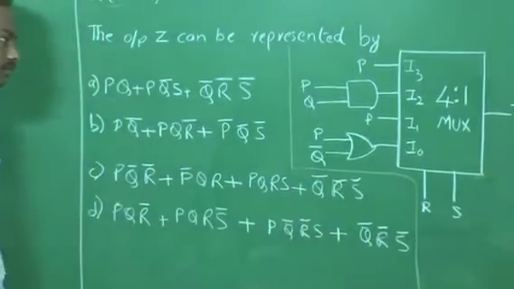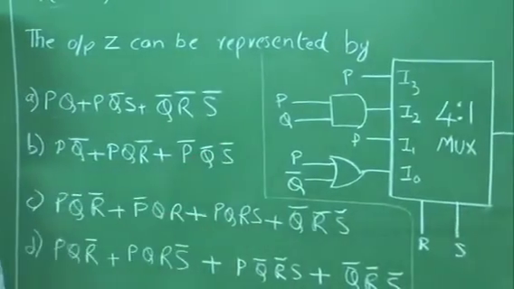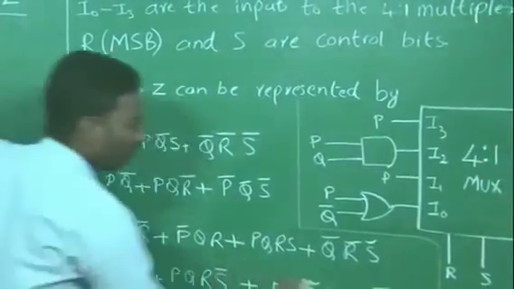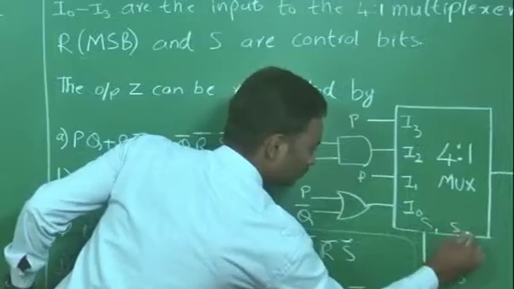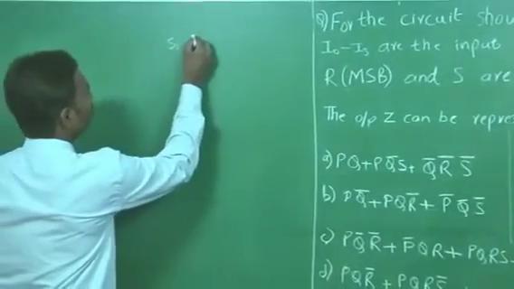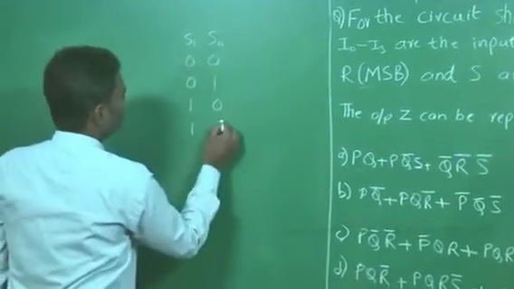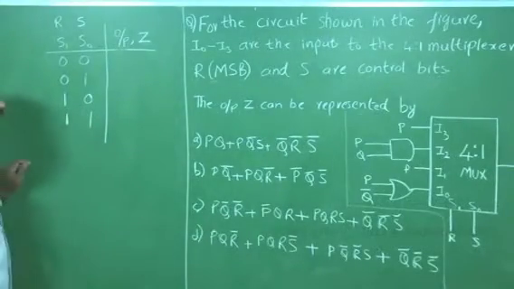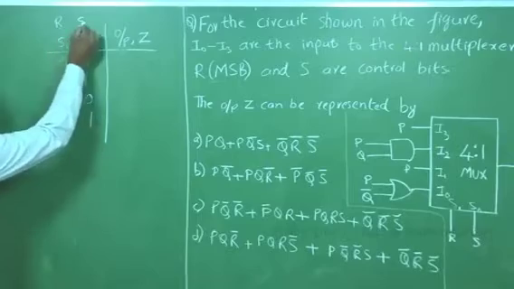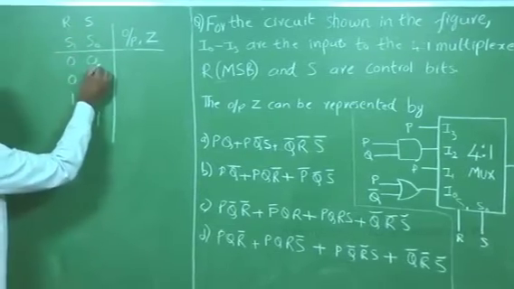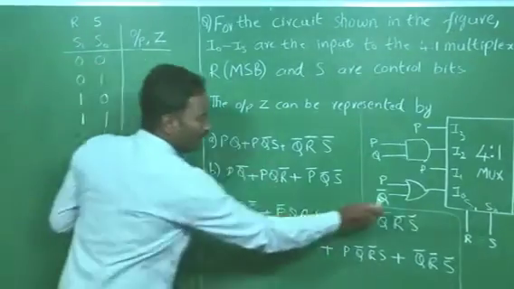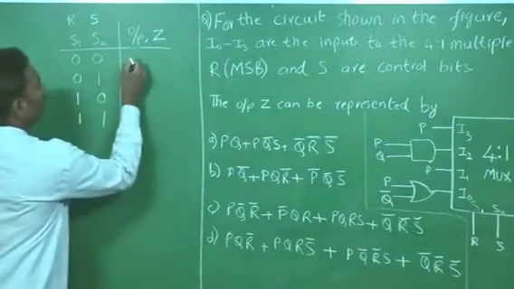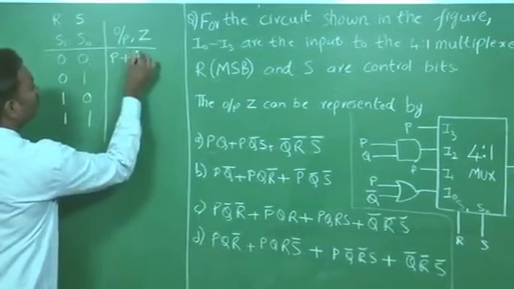bar. In the given circuit, we have a 4:1 multiplexer, and it is given that in the control bits R represents MSB. So let us write S1 and S0 here. Writing the function table for that 4:1 multiplexer, we are taking R as MSB and S as LSB. 0, 0 represents the output I0. Here the I0 is tied to P or Q bar. This is an OR gate. So the output we can write as P or Q bar.